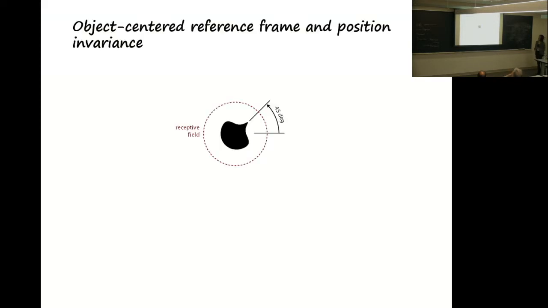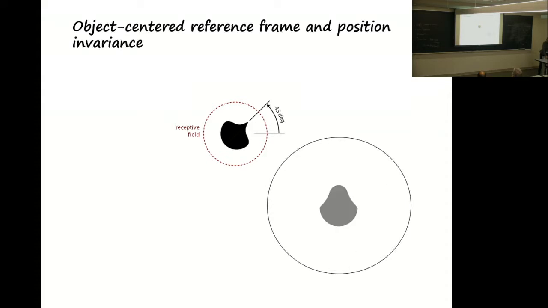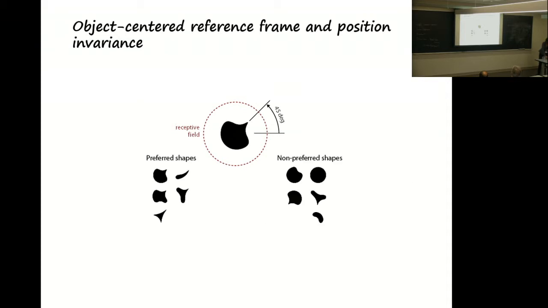Okay, so the third prediction relates to position invariance. I also told you that we think of this representation in an object-centered reference frame, which means that regardless of where you present the stimulus within the receptive field, your feature position is the same relative to object center. And so this means that your preferred stimuli and your non-preferred stimuli should be the same regardless of where you are in your receptive field. Your response magnitude itself might change, but your tuning preference is the same.